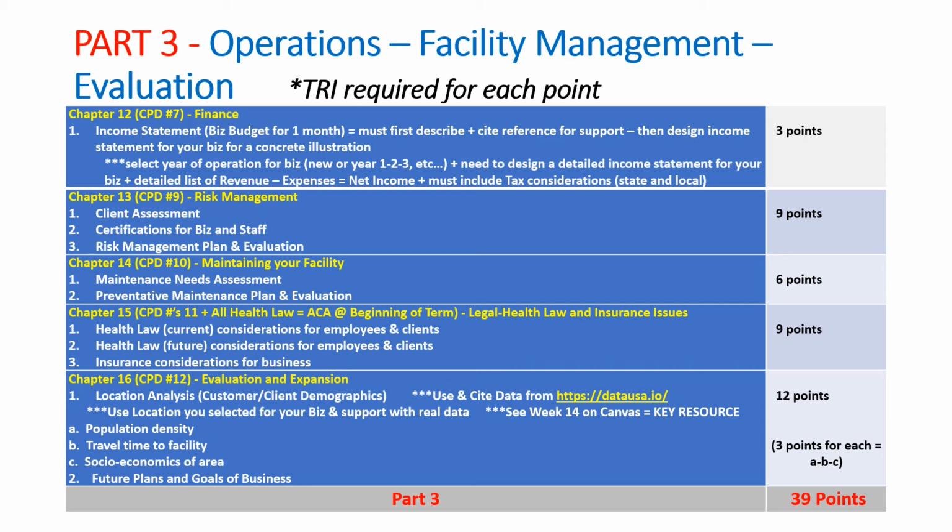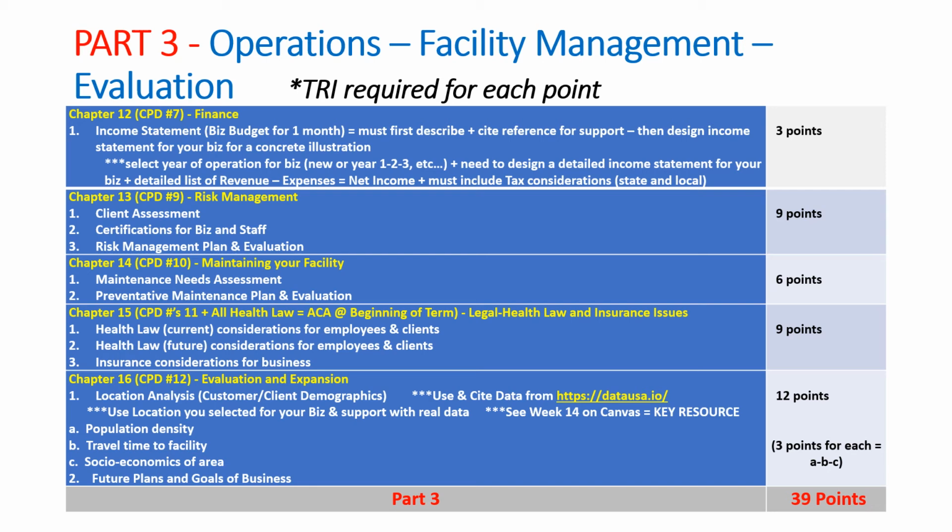Then we want to do TRI where you look into future considerations. And then last, look specifically at insurance for your business. We talked about this in different types, and then tell me what you're going to use and need for your business and why. You can see then there's 3 parts, 3 sections there to hit, so it's 9 points, 3 times 3. Last is chapter 16, and this is CPD number 12.